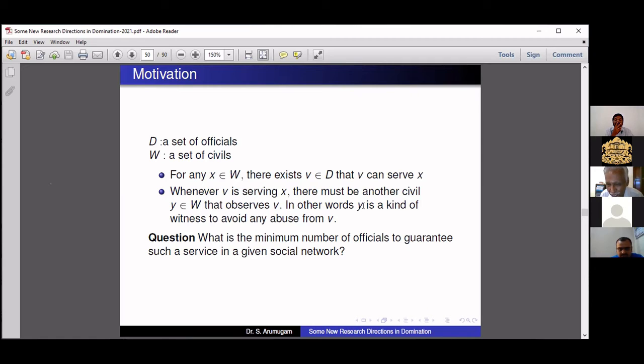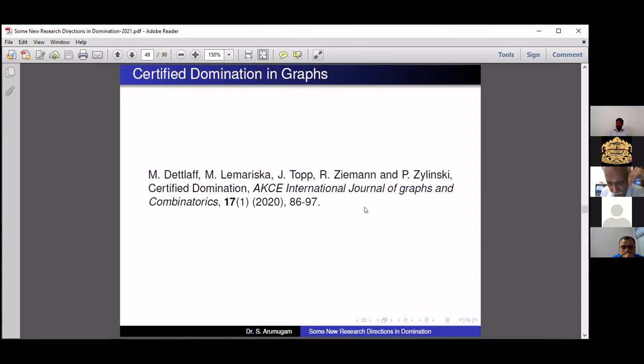So the set of officials form a dominating set. They are providing service to civils, but whenever an official provides a service to a civil, another civil is there who is adjacent to the official and watches, serving as a witness for the quality of the service being provided. How to model this as a problem? That is the motivation which the authors have given for introducing this concept, to make a service mechanism more dependable.